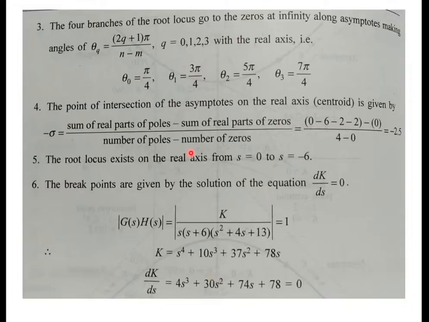And for the third rule, the 4 branches of the root locus go to the zeros at infinity along the asymptotes, making angle theta q. The formula we have already done: theta q equals (2q plus 1) into pi by (n minus m), where pi is 180 degrees. Here q is 0, 1, 2, 3 etc. up to n minus m minus 1.